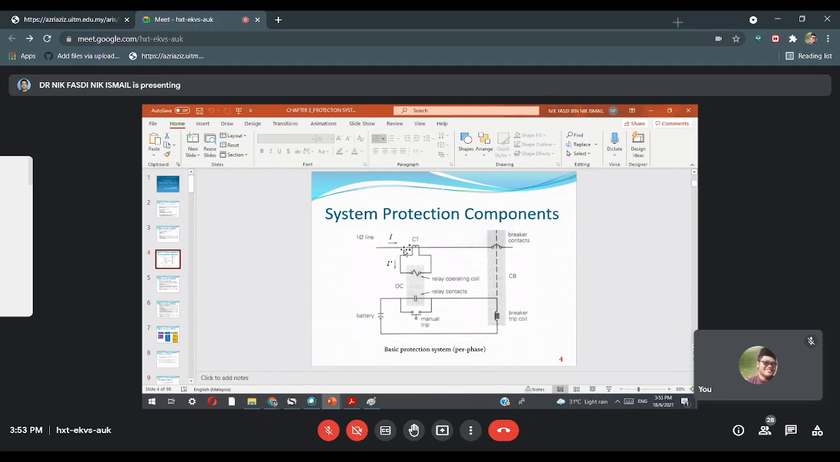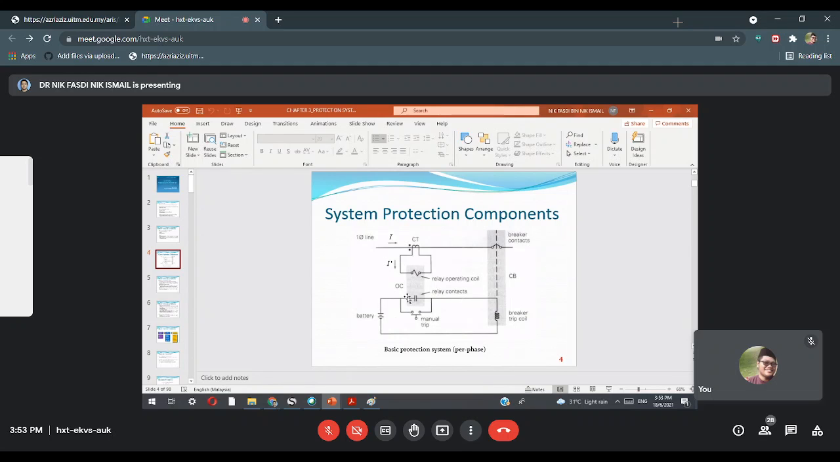So current transformer ni function dia akan connected dengan relay. Ini relay coil. Kalau you siapa tahu pasal relay. Bila relay coil ni on, contact dia akan close. Bila close, what happen? Ini ada circuit for to turn on the breaker. Kalau dia close ni current boleh flow.